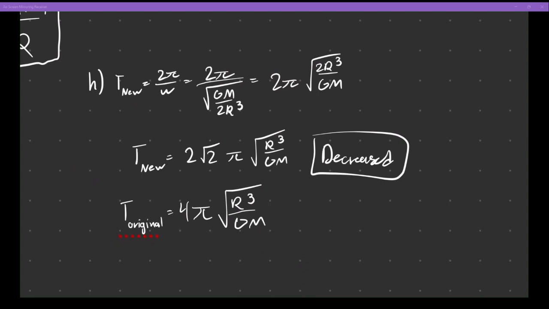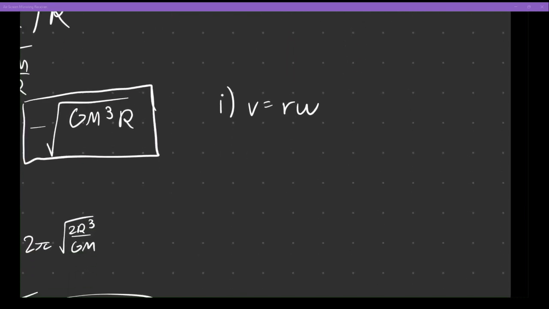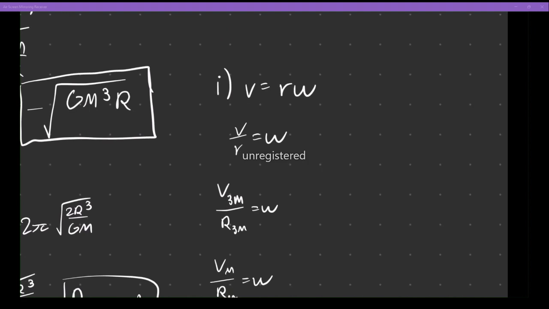Alright, so now I'm gonna do part I. So first off, the equation v equals r omega, and so v over r equals omega. So we can set that up, so v3m over r3m, and then at the same time we're going to set up again the other one equals omega. And since omega is the same for both, we set them equal to each other.